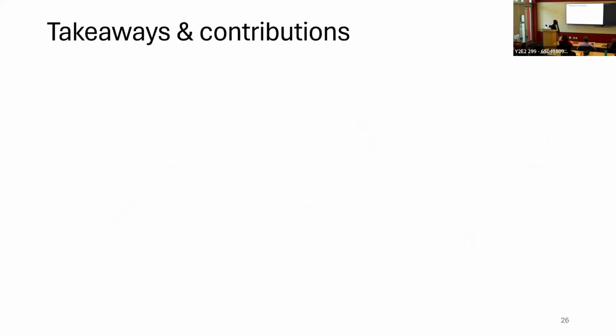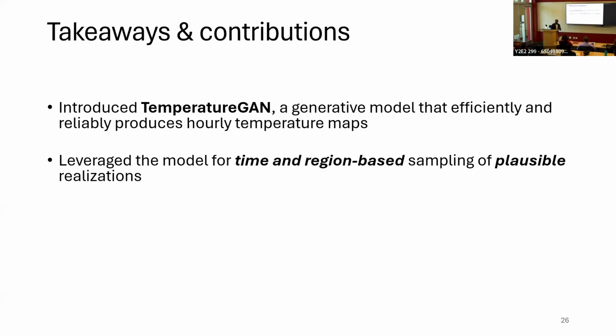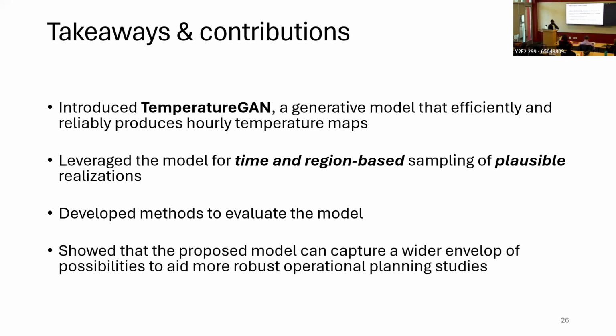So I'll give the takeaways and contributions. One, we've introduced a generative model that's able to do operational planning because it can produce samples at fine spatiotemporal resolutions. Secondly, we've leveraged it for region and time-based sampling. We've shown that the examples it produces are true to each region. And third, we've developed evaluation methods to actually evaluate this model properly. And finally, we've shown that this model produces an envelope over all the realizations you can possibly have, which helps you to have much more robust operational planning.